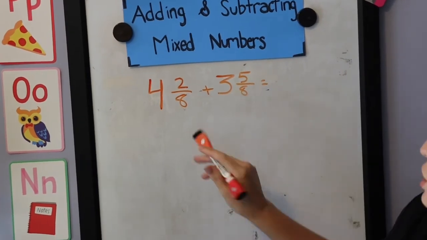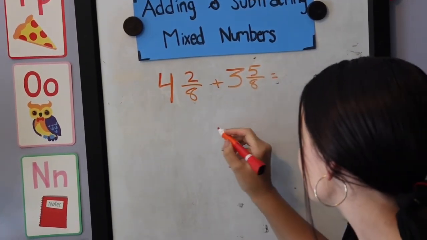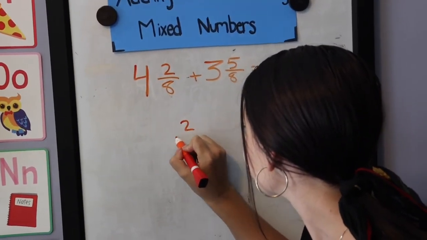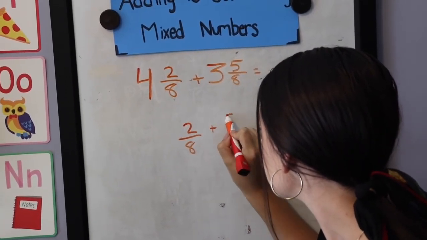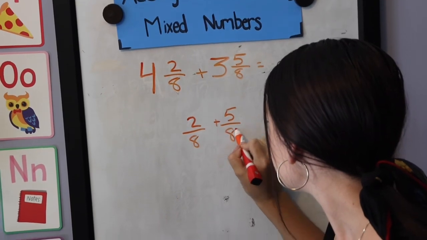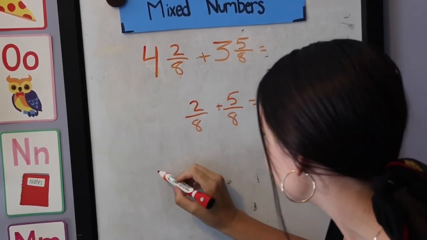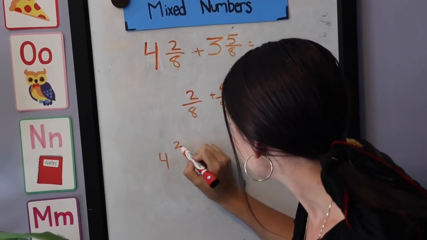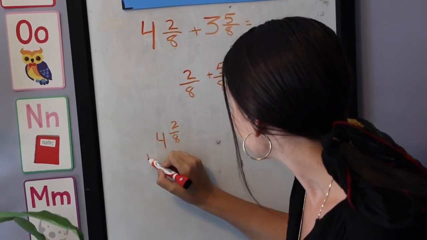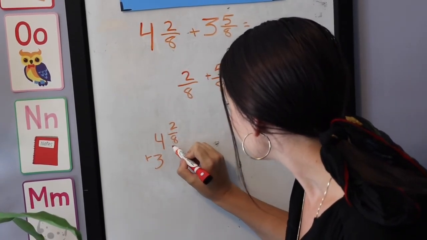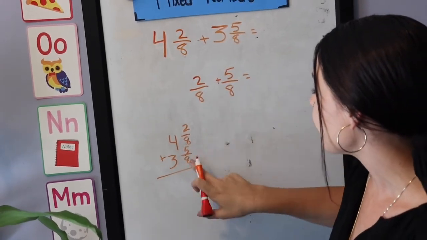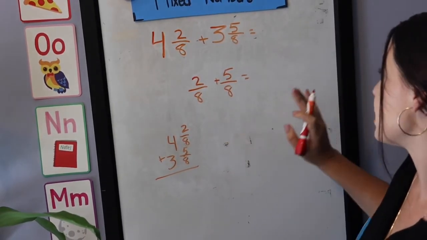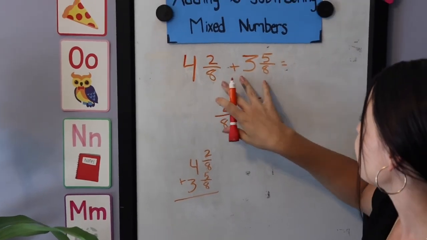So you're always going to start with your fractions. So let's do 2/8 plus 5/8. Remember, if it helps you to stack it, you can do it this way as well. Plus 3 5/8. Okay? So you can either do it side by side or up and down, whichever one is easiest for you. But start with the fractions.